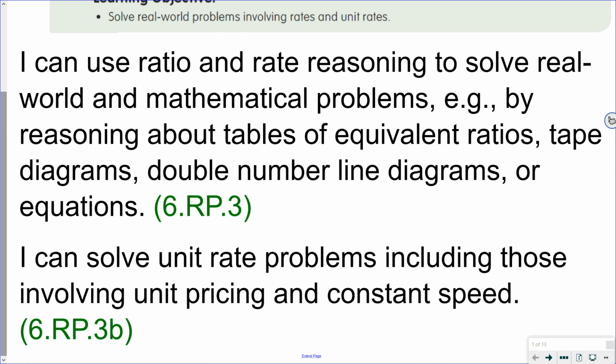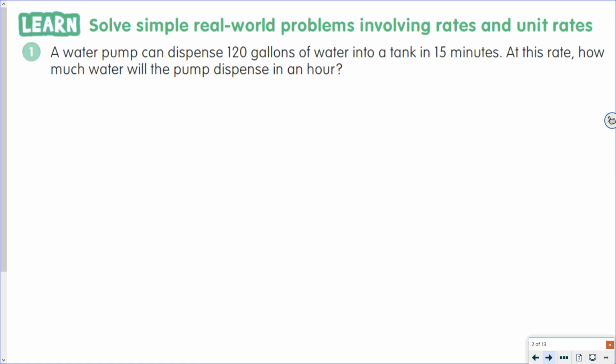All right, so again, the lesson is going to be set up very similar to how we do lessons in class. We'll provide you with some direct instruction on how to solve problems. Then I'll ask you to pause the video to work on ones on your own, and then resume the video to go over the problems I have you do on your own.